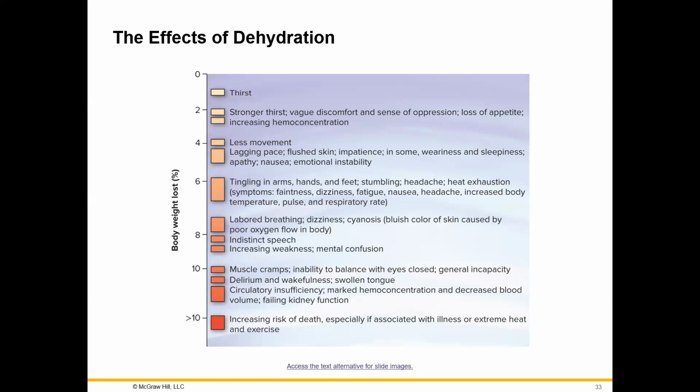Aside from urine color, some other physical indications of dehydration are shown here. And as you can see, they progress from rather mild to rather severe at the bottom of that scale.